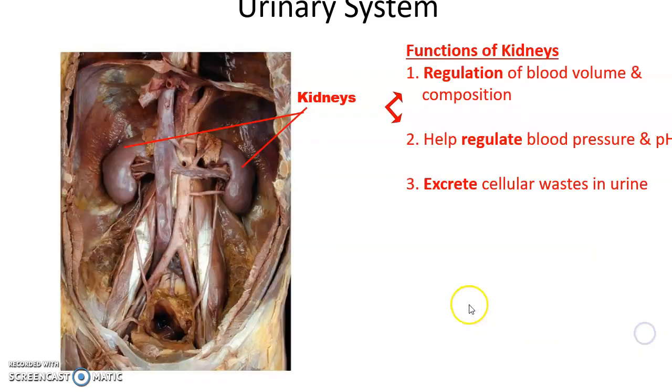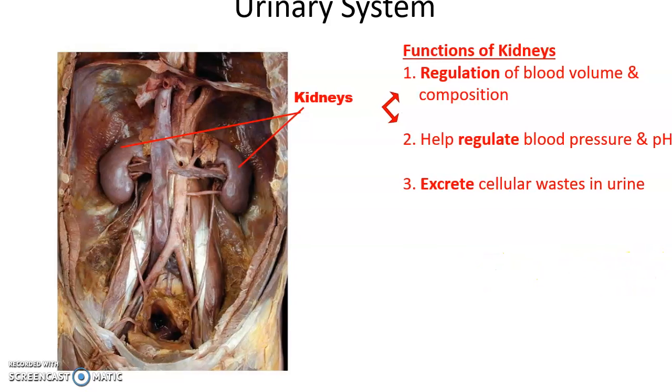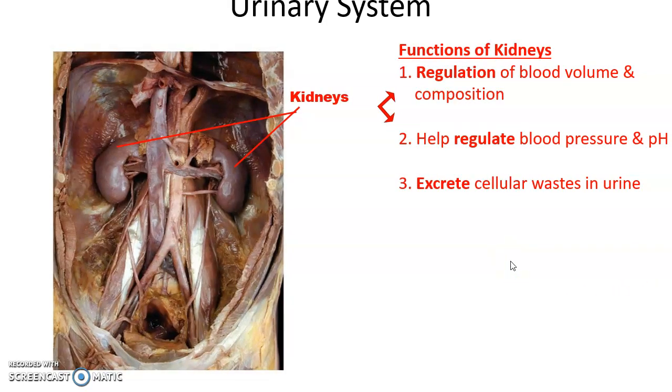Seems pretty simple. The kidneys, right and left, their functions include regulation of blood composition and blood volume. So that means that the kidneys are very important when it comes to maintaining overall health because they maintain the composition of the blood. The kidneys also help regulate blood pressure and the pH of blood. And finally, the kidneys also help to excrete cellular wastes by taking wastes out of the bloodstream and depositing it in the urine.